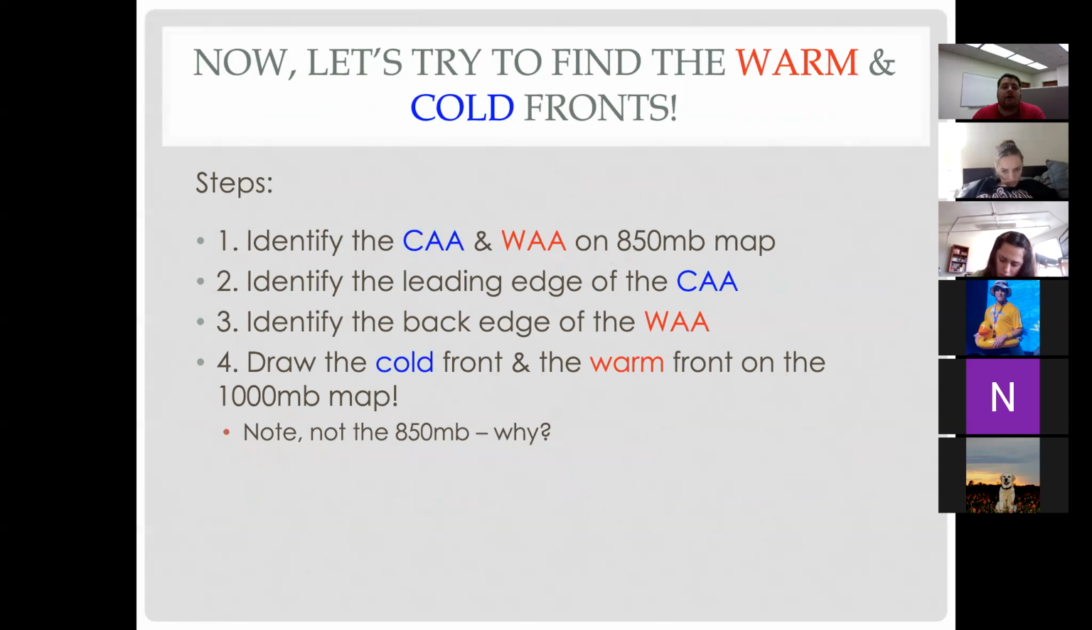So first, you're going to identify the areas of cold air advection and warm air advection on an 850 millibar map. And then next, you're going to find the leading edge of the CAA and then the back edge of the WAA. So this shows you where the cold and warm fronts are on a 1,000 millibar map. But remember, we're looking at this on an 850 millibar map. Does anybody know why that is?